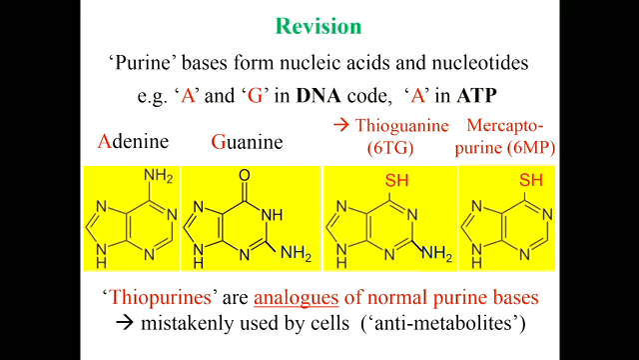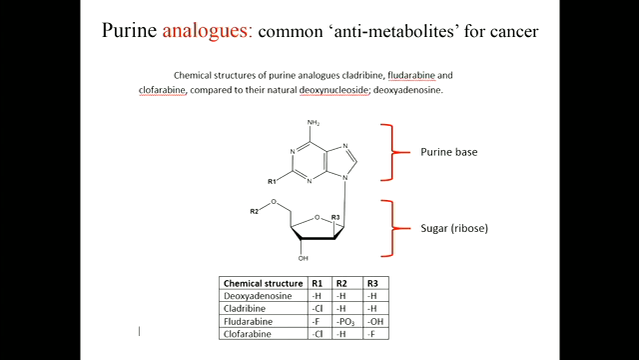And these are analogues, then, you know that term too, of normal purine bases. And cells take these up and think that they're normal purines, and they use them by mistake. And they try and incorporate them into their metabolism, and it kills the cells. And so they're called anti-metabolites. And there's a lot of purine analogues besides the mercaptopurine and thiopurine drugs.